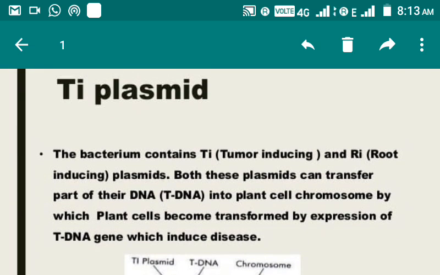What is it? Both of the bacteria, whether that is Ti or Ri, contain a plasmid that is known as Ti plasmid or Ri plasmid depending on species. Both of these plasmids can transfer part of their DNA into the plant cell chromosome, by which the plant cell becomes transformed by the expression of tDNA genes which induce diseases.